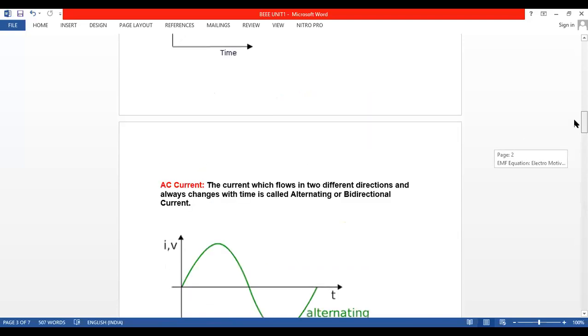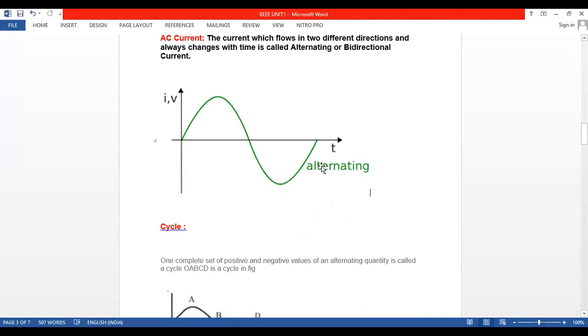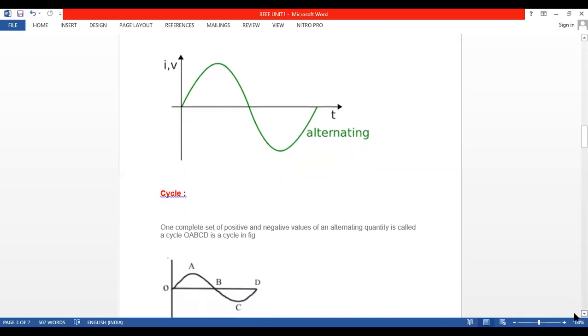If you see this graph, all the students, let me play this one. If you see this graph, it has the minimum value and the maximum value. The time taken to complete one full cycle. What is a cycle? A cycle is a combination of positive off and negative off. The time taken to complete one full cycle from minimum position to maximum position is called the time period, denoted by T. So what is the time period? The time taken to complete one full cycle from minimum position to maximum position.